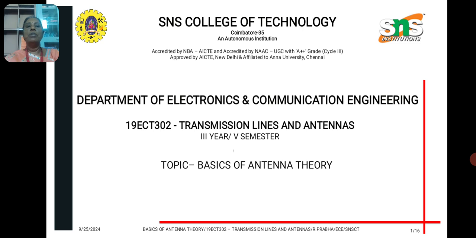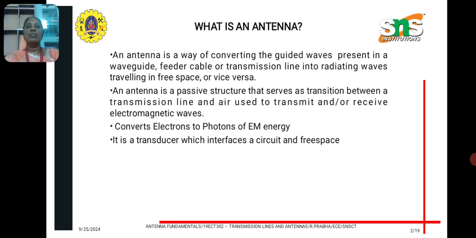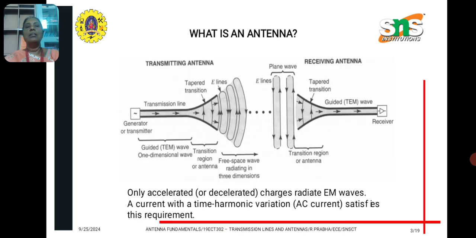In this video, we will discuss the topic on basics of antenna theory. So, what is an antenna? An antenna is a device which converts the guided waves present in a waveguide, feeder cable or transmission line into radio waves traveling in free space or vice versa. It is a passive structure that serves as a transition between a transmission line and air, used to transmit or receive electromagnetic waves. And also we can say that it converts electrons to photons of electromagnetic energy, and that it is a transducer which interfaces a circuit and a free space.